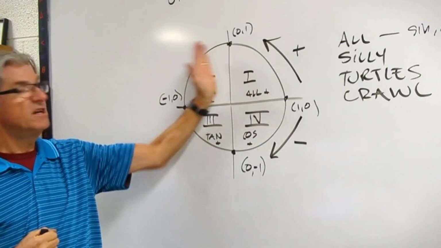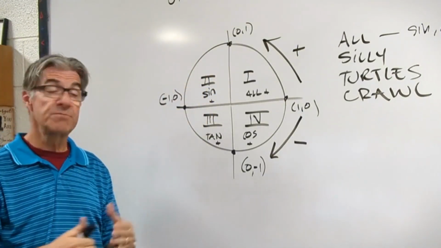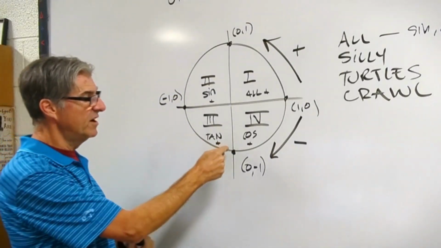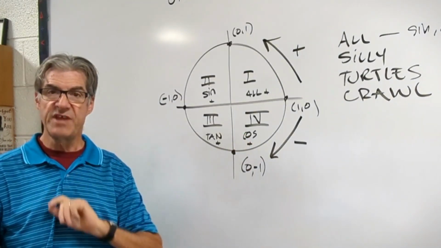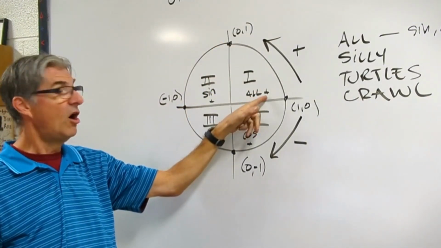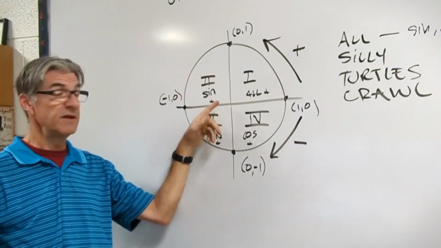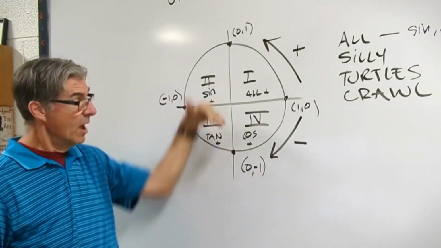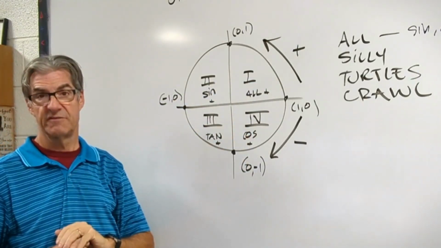So for angles 0 to 90, all 3 functions are positive. From 90 to 180, only sine is positive. From 180 to 270, tangent is positive. And then finally from 270 back to 360, cosine is positive. So let's do that with radians. From 0 to pi over 2, all are positive. From pi over 2 to pi, sine is positive. From pi to 3 pi over 2, tangent is positive. And from 3 pi over 2 to 2 pi, cosine is positive.